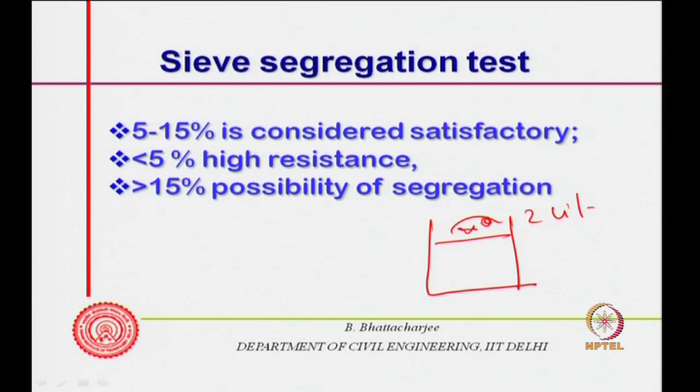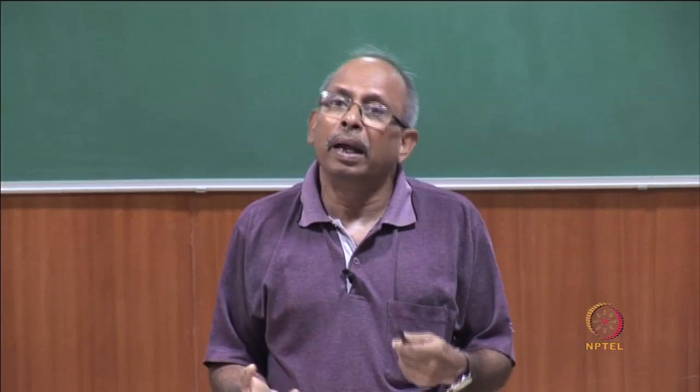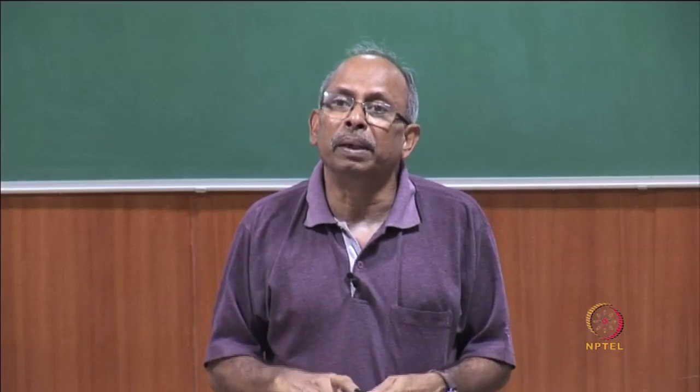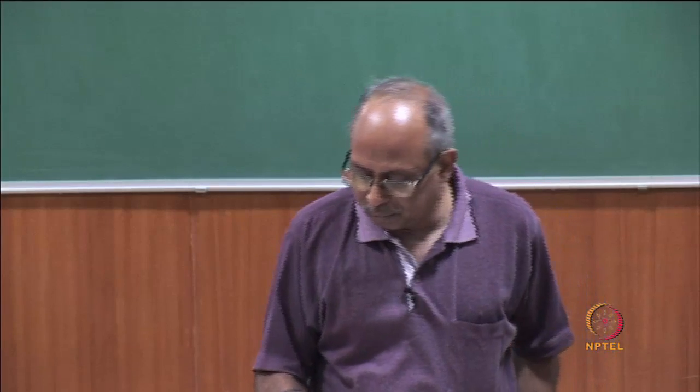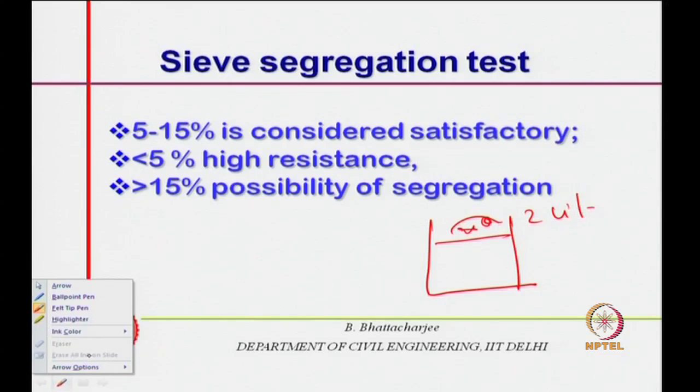So, high segregation resistance might reduce the flow, that is why less than 5% may not be desirable, but if more than 15% is passing, that means it contains mostly the fines, and therefore, the majority is passing through it. So, therefore, this is a measure of segregation resistance.